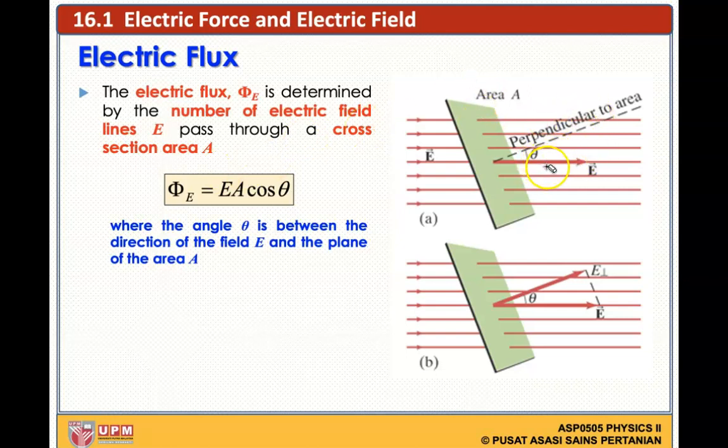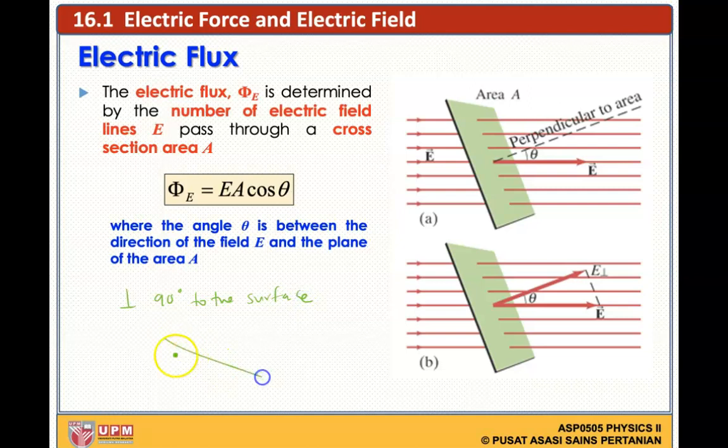How do we determine what is the direction of A? So the direction of A is always perpendicular to the surface. Always perpendicular to the surface. What does perpendicular mean? Perpendicular means 90 degrees to the surface.